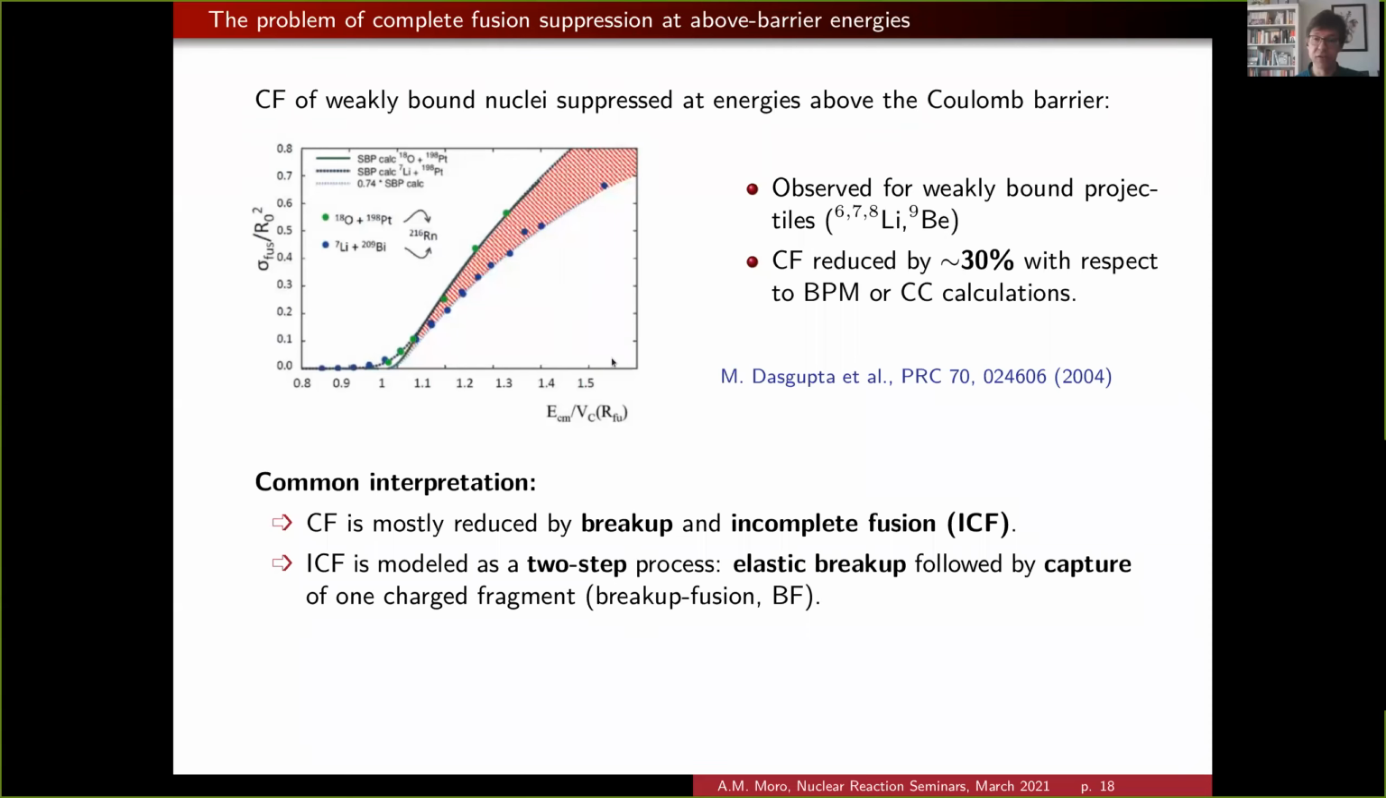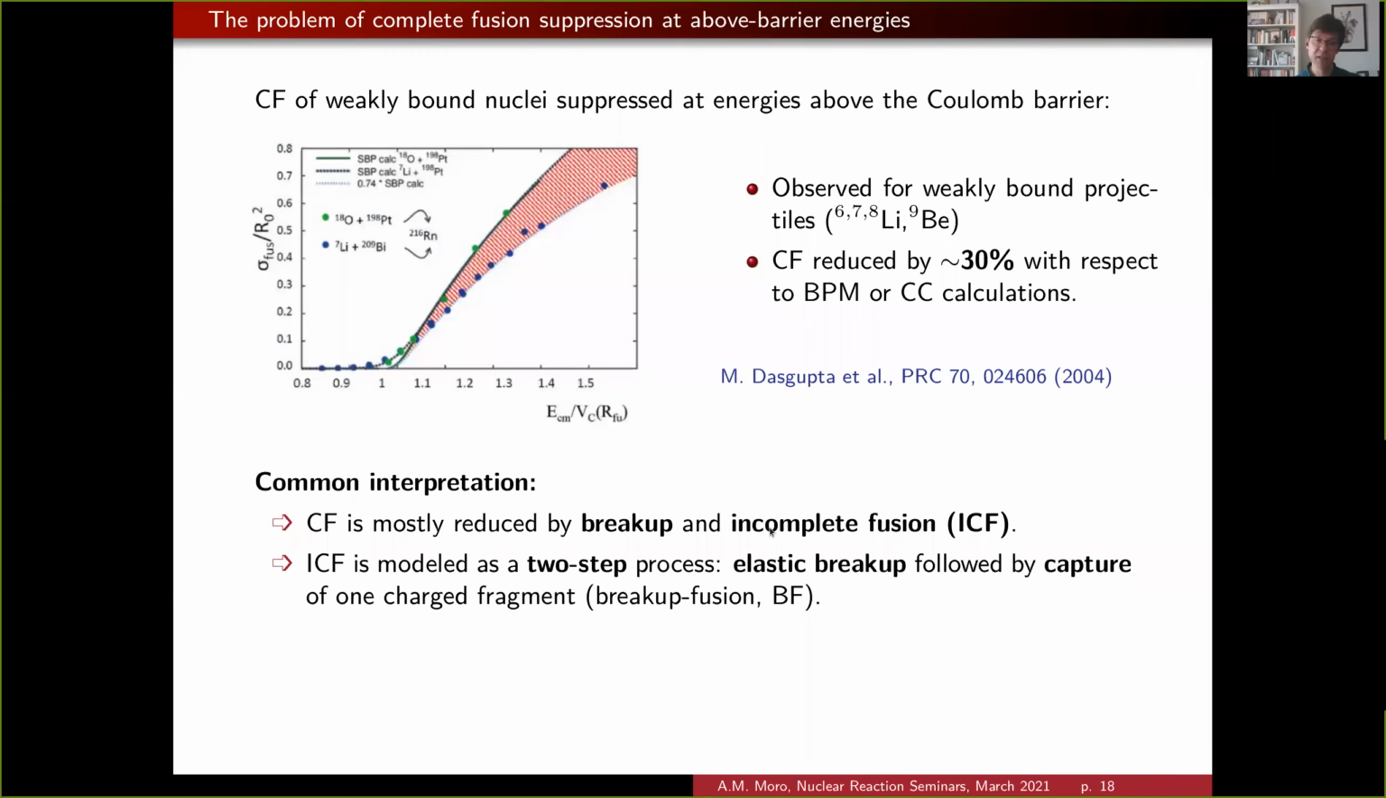This number is also very stable for lithium-7 reactions and is similar to that for other weakly bound nuclei. And the common interpretation of this suppression is that it is due to the flux that goes to other channels, in particular to incomplete fusion.